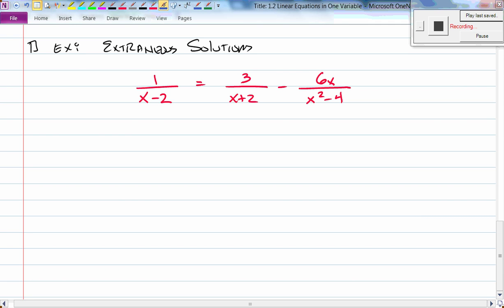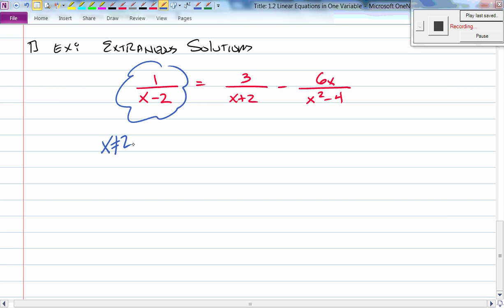Before we even begin, we're trying to solve an equation in one variable. The variable is x, but notice that I have fractions. What do you always have to be careful of when you're dealing with fractions? What can you never divide by? 0. So is there a number that would make this fraction 0 on the bottom? 2, from 2 minus 2. So x is not allowed to be a 2.